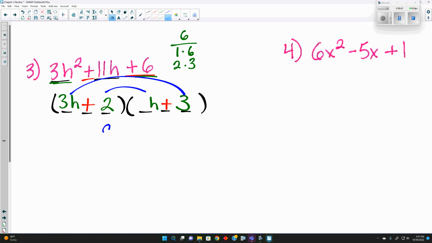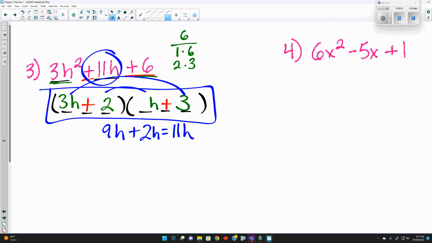3h times 3 is 9h. 2 times h is plus 2h, which gives us 11h. Positive, which is what we wanted. So these here are our factors, and we're done. Now, if we picked a different setup, again, we checked it and multiplied out to see if we get the correct middle term. If we don't, then we need to try it again. But that's it for that one there.